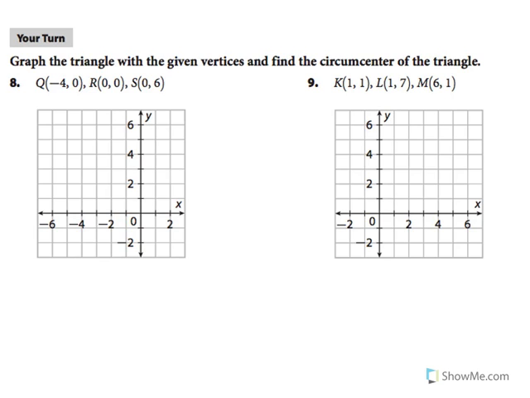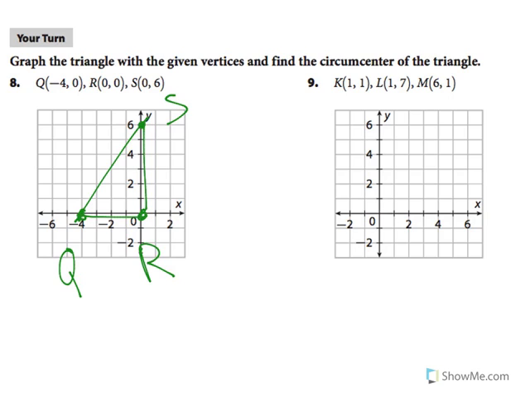Right. Okay, so now it's your turn, but I'm going to work this out along with you guys. Graph the triangle with the given vertices and find the circumcenter of the triangle. Right, so we have a point -4 and 0. So -4 and 0 is here. So that point Q and point R at 0, 0, and point S as 0, 6. So it's here.